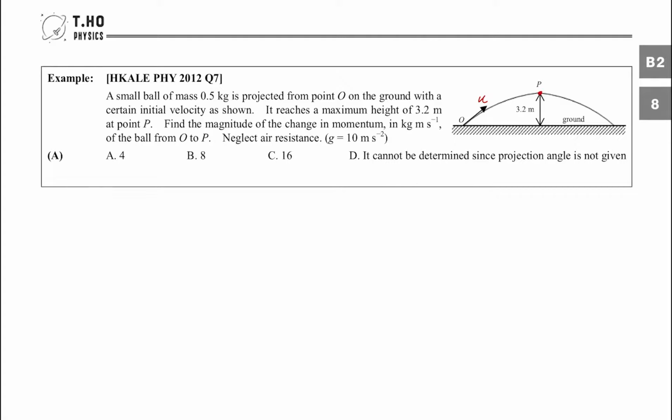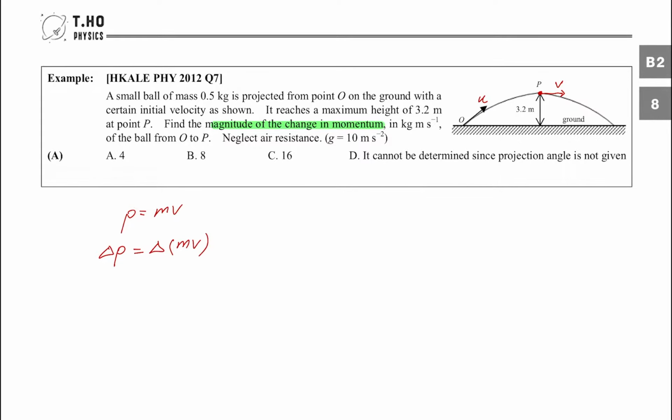At highest point P, there will be no vertical velocity. The ball will be flying horizontally, so let's assume the velocity is v. Here, the question asks us to find the magnitude of change in momentum. Let's remind ourselves what momentum is. Momentum is given by mv. So the change in momentum is given by the change in this product, m times v.